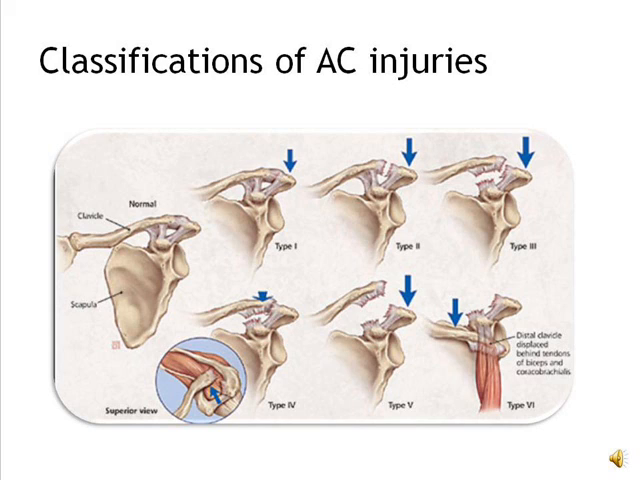So type 1 is a joint sprained without tear of either ligaments. Type 2 is that the AC ligament is torn, but the coracoclavicular ligament is intact. So the lateral end of the clavicle is not elevated. Type 3 is when both the AC and the CC ligament are torn. And you can see a little bit of an elevation of the AC joint.